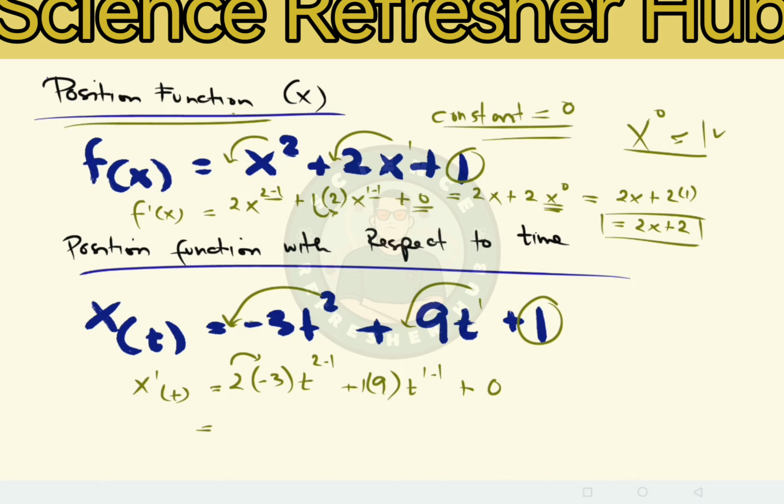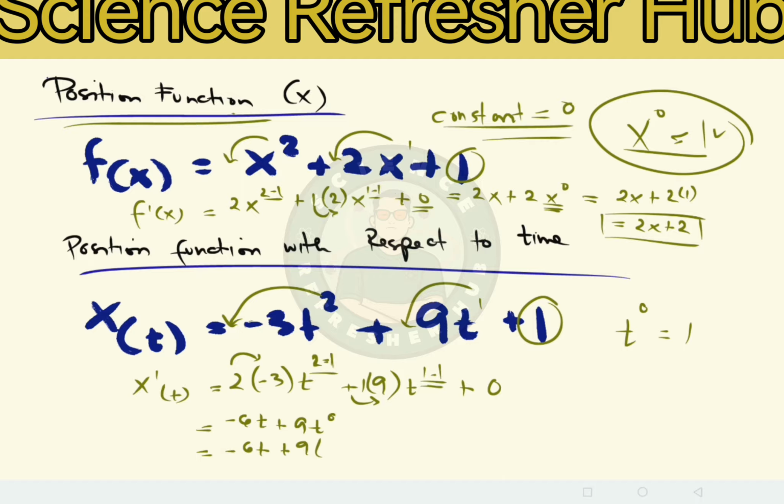Simplify. 2 times negative 3, it's negative 6. And then t squared minus 1, it's 1. Or again, you can simply not write 1 here, exponent 1. Plus 1 times 9, that's 9. T, 1 minus 1 is 0, remember? Any variable raised to 0 is equal to 1. So we can simplify it further. 9, we will change t raised to 0 into 1. So our final answer is negative 6t plus 9. It's our derivative. I hope you got it right.